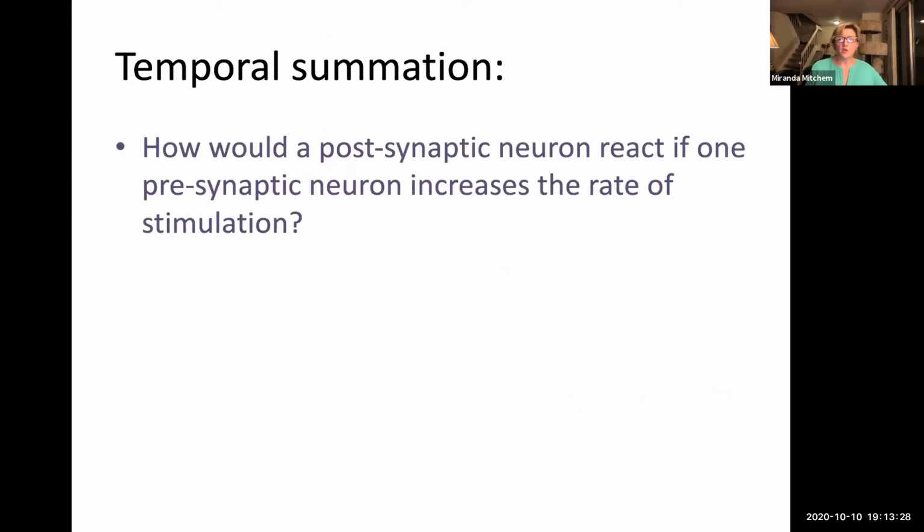So how does a postsynaptic neuron react if one presynaptic neuron increases the rate of stimulation? This is a good question related to temporal summation, because temporal summation is all about refiring over different time periods. It's very quick, happening in milliseconds, but it's not at the same time. It's happening over a time period.